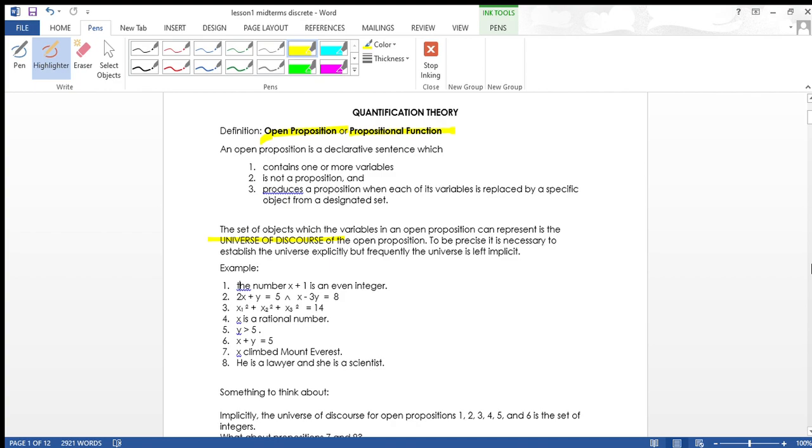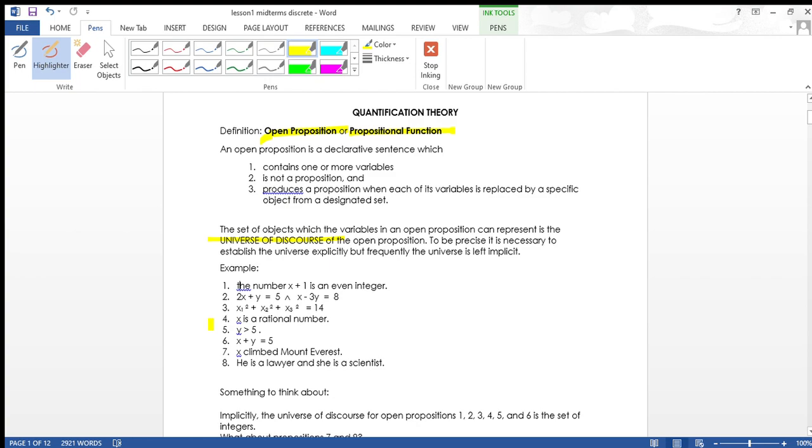The other examples will also be similar. In the third example, we have three variables. We have x1, x2, and x3. And the open proposition is x1 squared plus x2 squared plus x3 squared is equal to 14. And then in the fourth example, x is a rational number. Again, we don't know the value of x, so we cannot give the truth value of the sentence. And then number 5, similarly, y is greater than 5. We have only one variable. For number 6, we have two variables, x plus y is equal to 5.